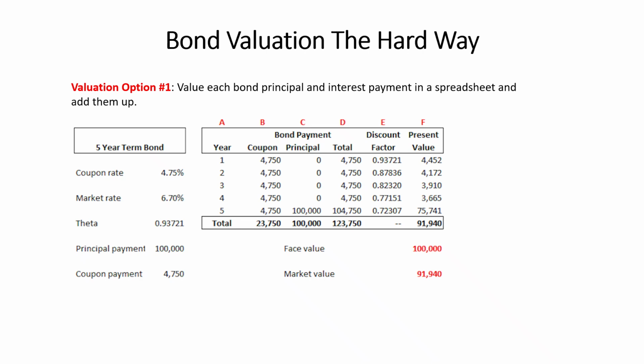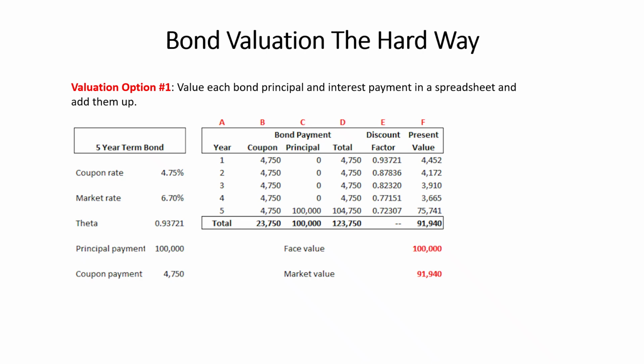And then column C is a principal payment. We're not going to receive any principal in year 1, 2, 3, and 4, but we're going to receive that principal payment at the end of year 5. And then we're going to add those up. Column D is the total cash flow on our term bond, and this is what we want to value. What we want to say is that we're going to receive $123,750 over a term of 5 years.